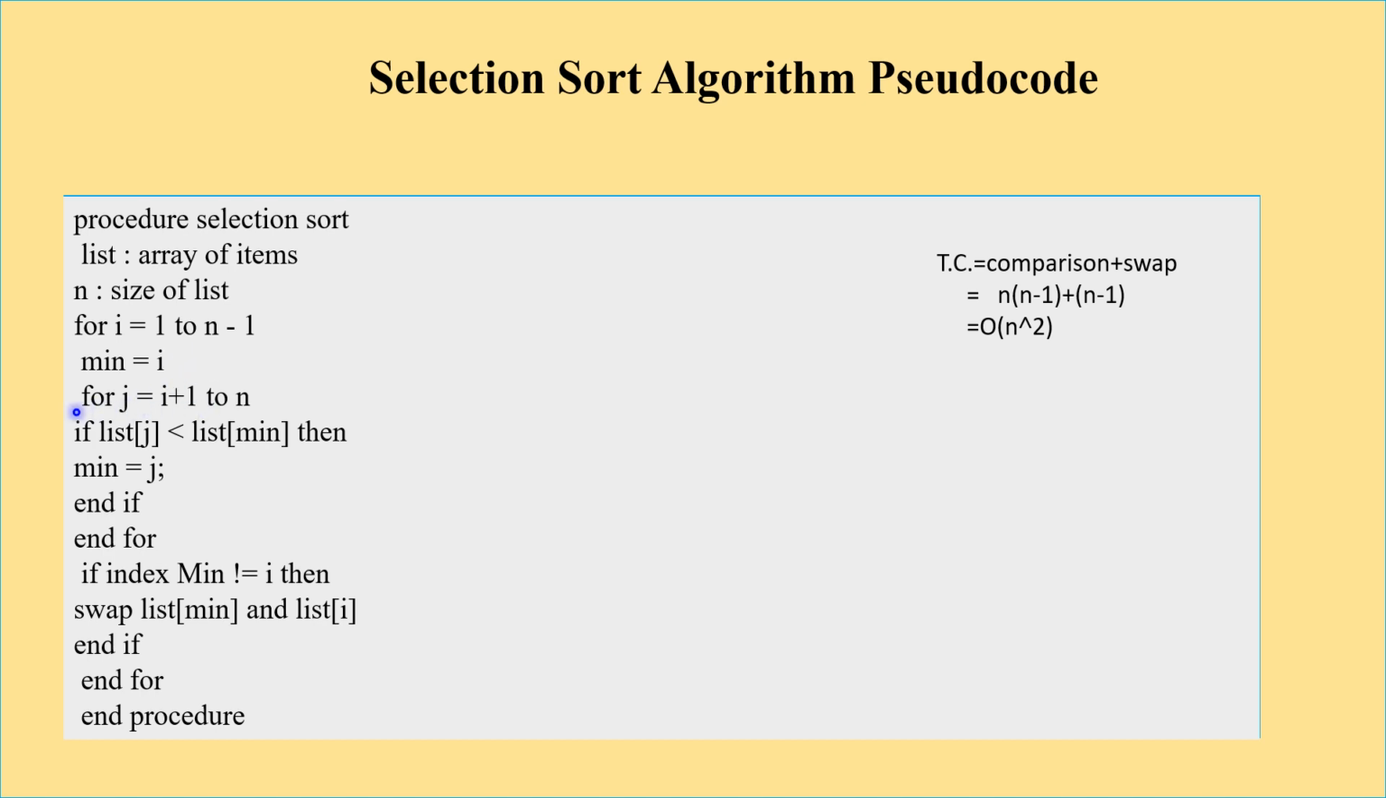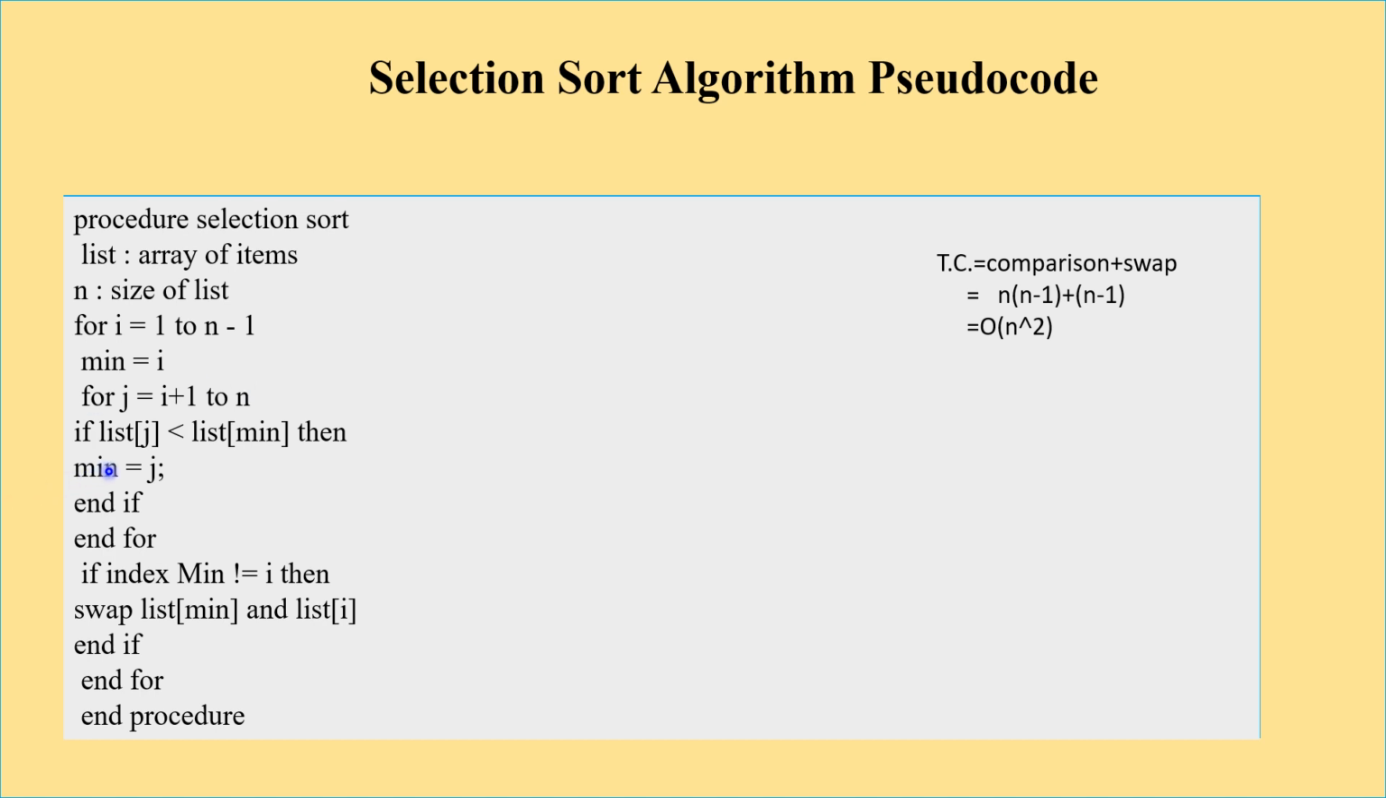Now in the second for loop, we are starting from i plus 1 to n. We are not starting from 1; we are starting from i plus 1. It means we are starting from the second element, because what is the i value initially? We have taken 1, so 1 plus 1 is 2. So we are starting from the second, and we are going up to n. Here, the first loop goes up to n minus 1. So this is the difference between these two for loops.